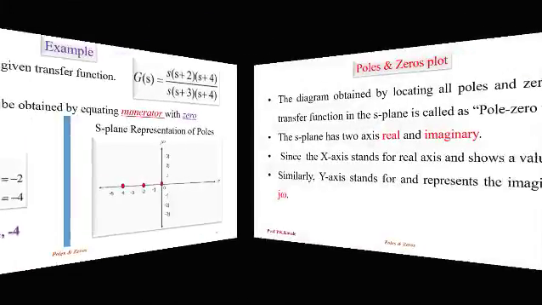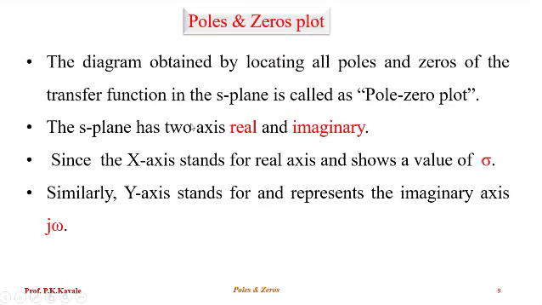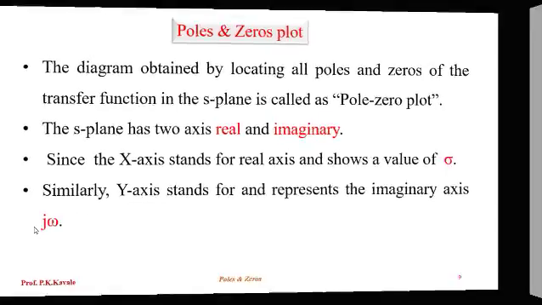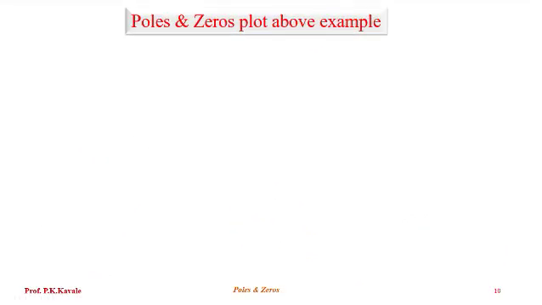Simple. So, the poles and zeros plot. The diagram obtained by locating all the poles and zeros of the transfer function in the S-plane is called a poles and zeros plot. The S-plane has two axes, real and imaginary. The x-axis stands for the real axis and is shown by the values of sigma. Similarly, the y-axis represents the imaginary axis, j omega. So we'll take the above example. There are three poles and three zeros. So we plot them combined.